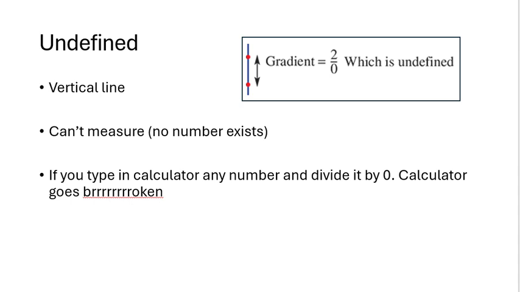The final one is an undefined line. This is a vertical line. You can't measure it, no number exists. Now, if you were to type this in your calculator, any number divided by 0, it just says error, okay? So you can't really call it something. So that's why we just say it's undefined instead. Because if you remember, if you divide any number by 0, it just doesn't work. And you can type in any number you want in your calculator just to double check.